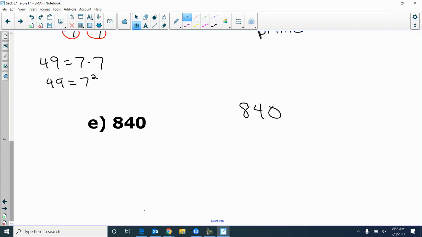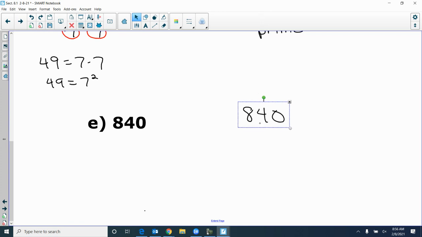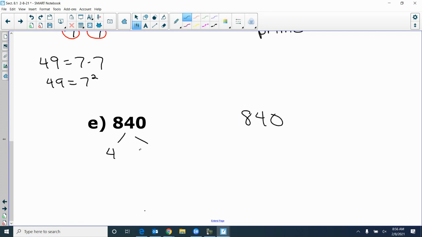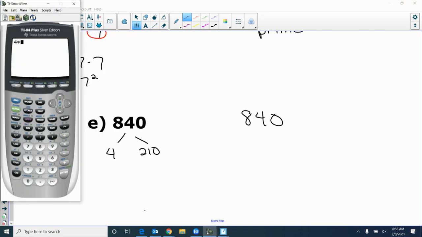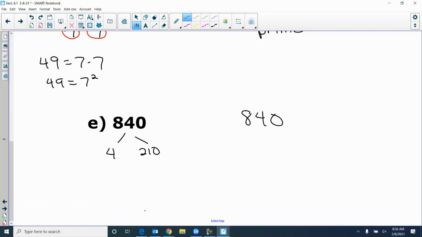Joe says 4 times 210. 4 times 210 is 840. Can anybody else give me another different pair? So we can start it two different ways. Say it. 6 times 100 and what? 40. So she says 6 times 140.